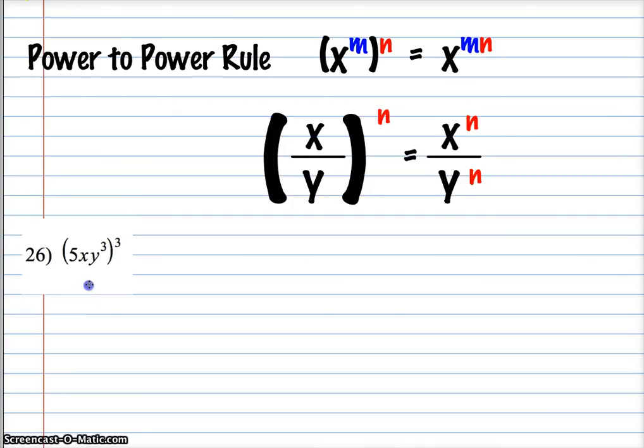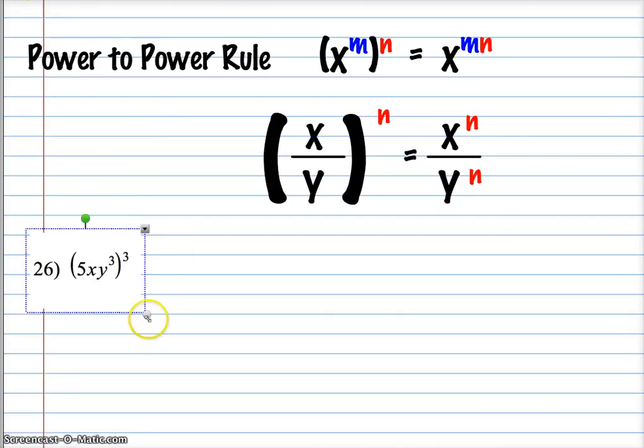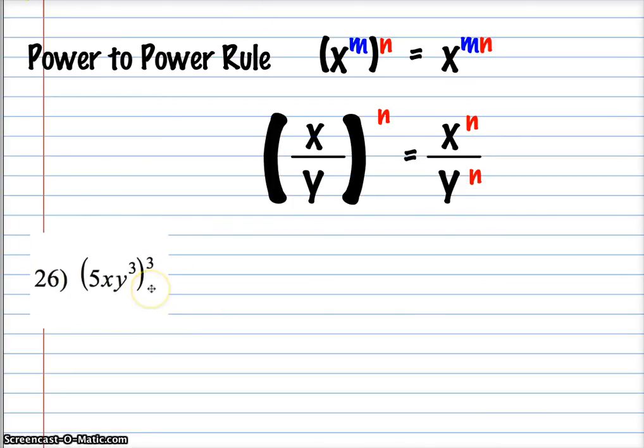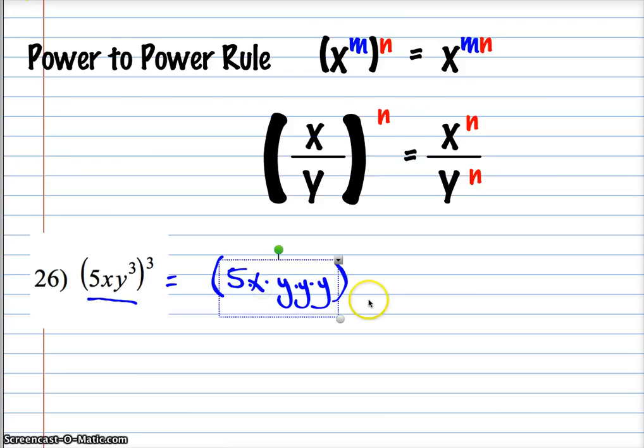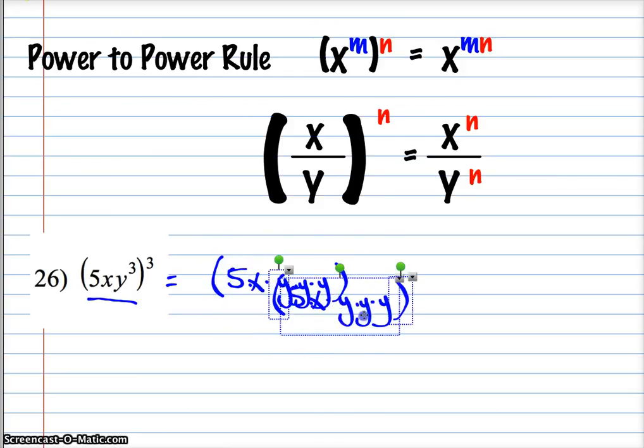Now, if I write this out in expanded form, and I think expanded form is extremely useful because it allows you to see what everything is. I have this group, which I'll expand as 5 times x times y times y times y. There's my 5x y cubed, right? And I have 3 of these because I have to do this 3 times. So I'll make this group repeat itself 3 times.